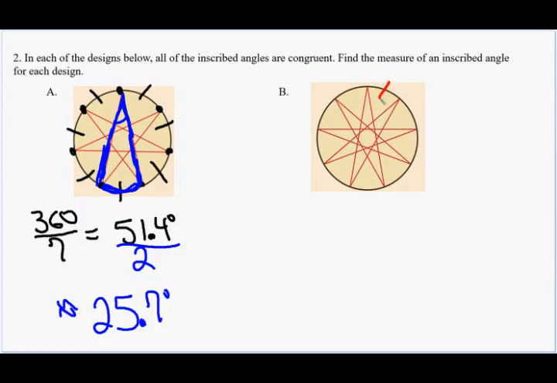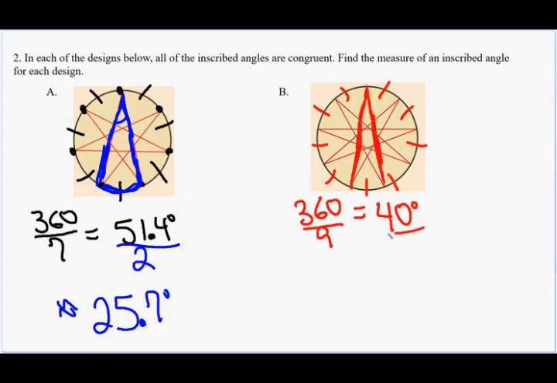All right, now the letter B should be almost the same thing, but different number. How many arcs over here? 1, 2, 3, 4, 5, 6, 7, 8, 9. So we do 360 divided by 9. So each of the arcs is 40 degrees. And again, to take that 40-degree arc back to the inscribed angle, we just chop it in half, 20 degrees on the nose.